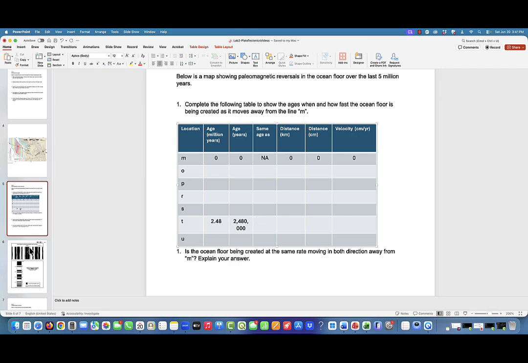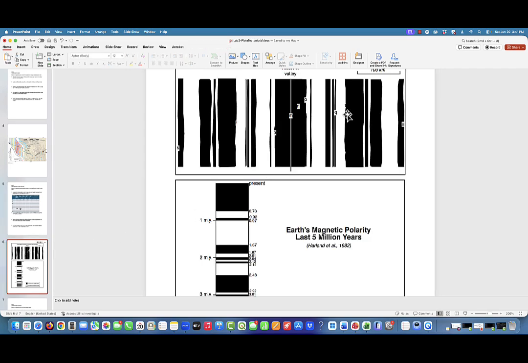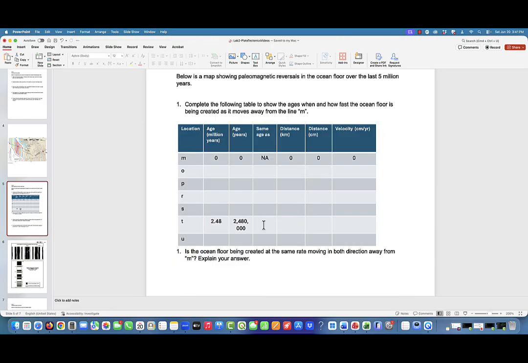Is it the same age as something? Well, let's take a look. If I were expecting it to be the same age as something, I'd follow the same pattern of thick and thin white and black lines onto this side, and it looks like that's exactly the same age as R. So I'm going to put in an R there.